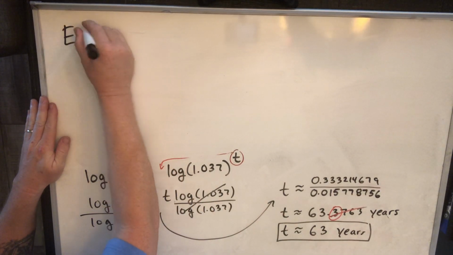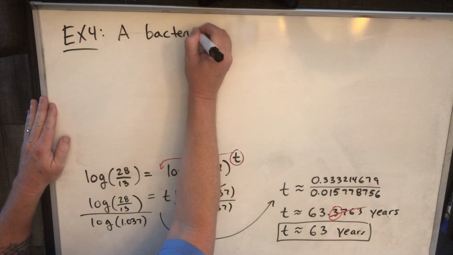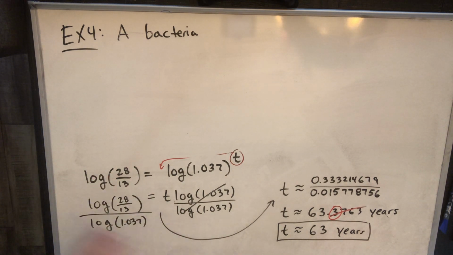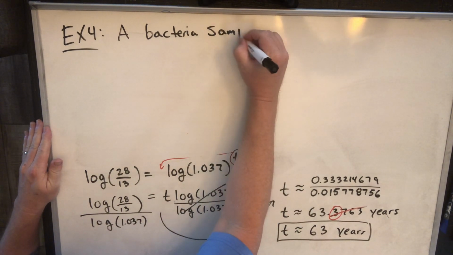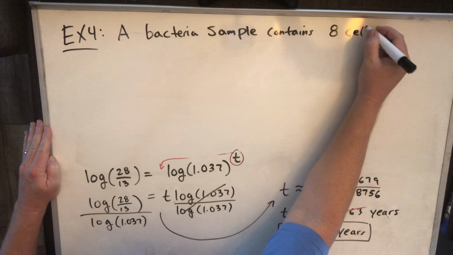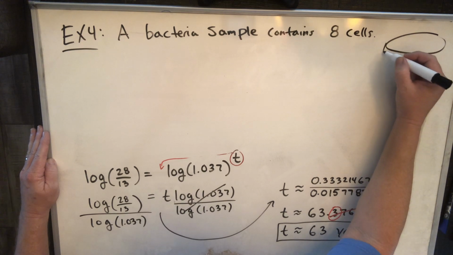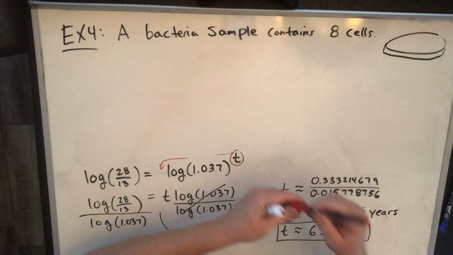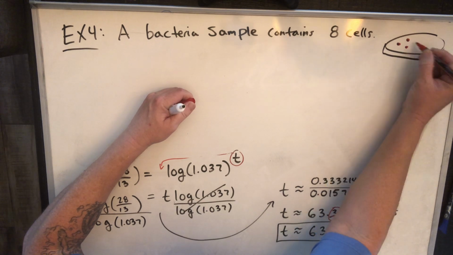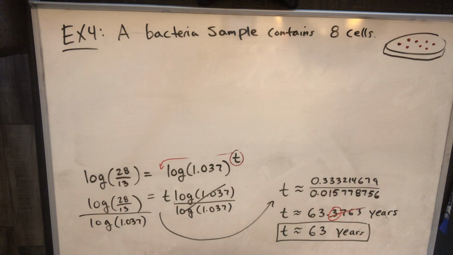Example 4. A bacteria, or a sample of a bacteria, so suppose we're in our laboratory, contains 8 cells. So, you have some petri dish or something in science class, and you've got 8 little bacteria cells. Eight cells in our sample dish. That's supposed to be a petri dish. You can tell I haven't taken chemistry in a long time.